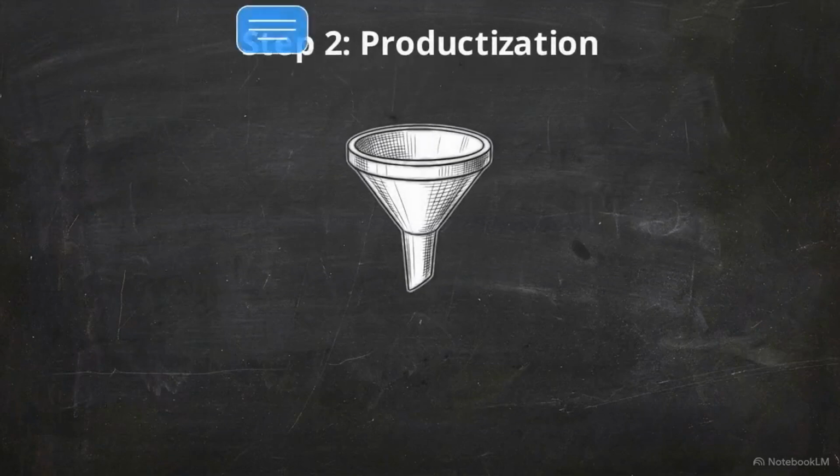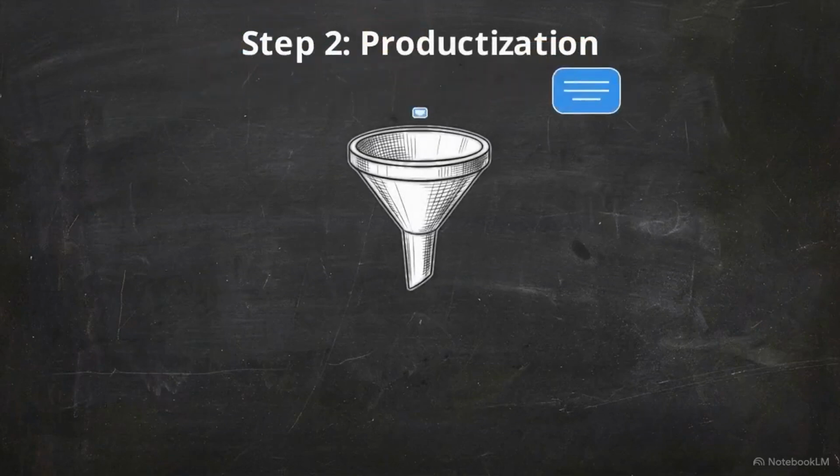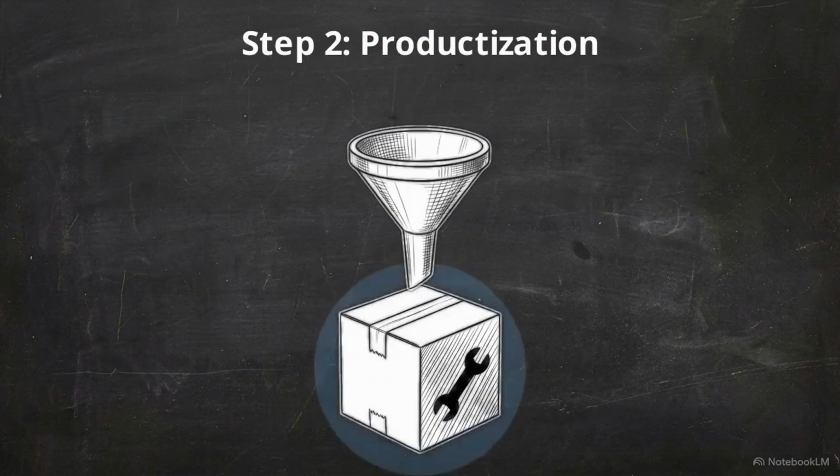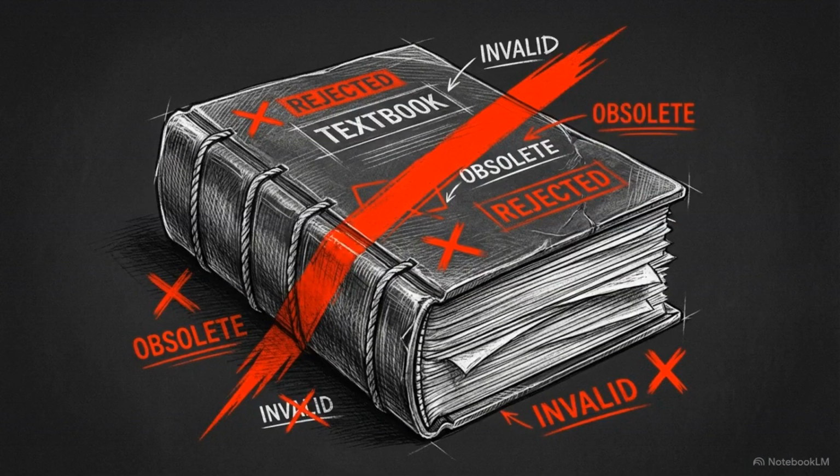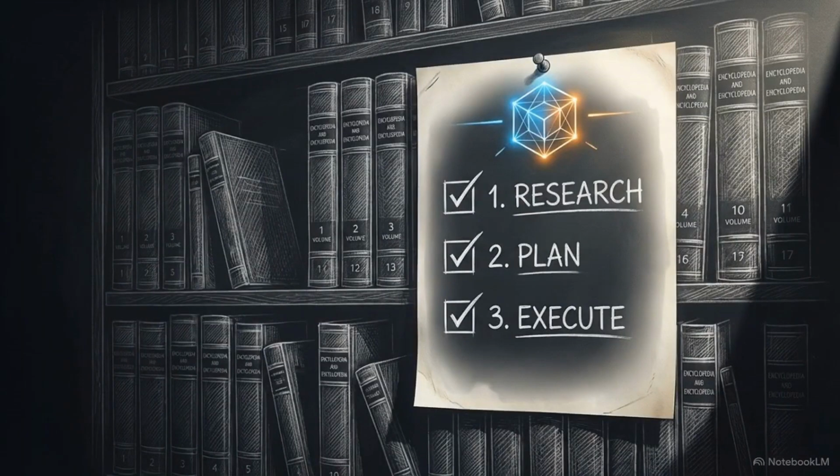Step 2 is productizing that expertise. We are taking that repetitive answer and translating it into a standalone tool. Here is where most people fail: perfectionism. The immediate urge is to build a comprehensive 60-page manual. Do not do this. Your clients want a fix, not an encyclopedia.